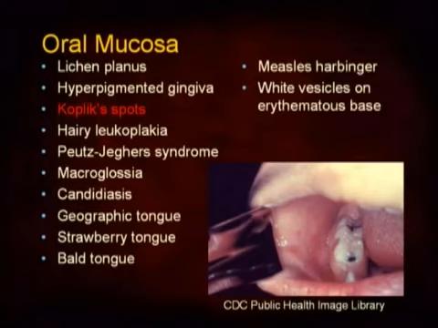Koplik spots are white vesicles on an erythematous base that are a harbinger for measles. So patients usually develop these in addition to fever and malaise, some constitutional symptoms, usually a few days before they develop the rash of measles. And we'll talk about measles a little bit more later on, but if a patient comes in not feeling so well and you see these Koplik spots, you can accurately predict that they're going to develop the rash of measles within a day or two.